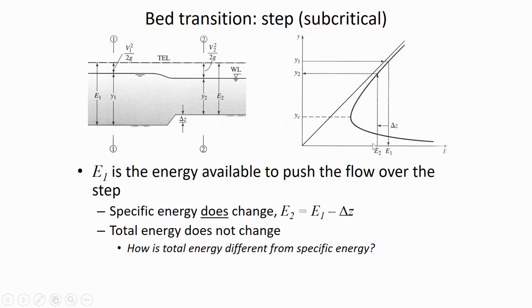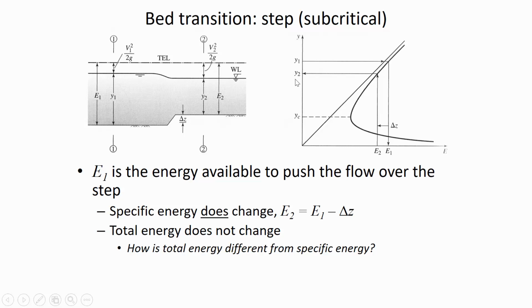So you see that the delta Z is moving, and E2 is further to the left on the specific energy diagram than E1 was. That means there's less energy at 2. And so there are 2 possible depths the flow can be at for this amount of energy: a supercritical depth or a subcritical depth. Since it was subcritical to begin with, it'll be subcritical after the step, and so this is how we would graphically identify the new flow depth at 2.